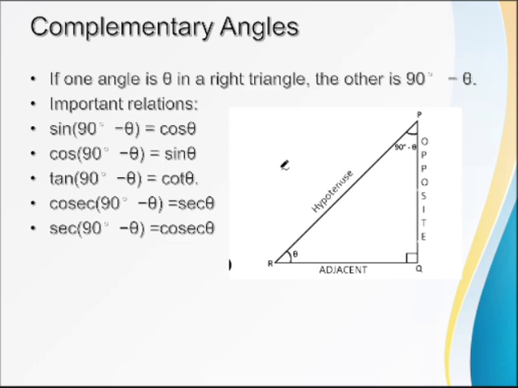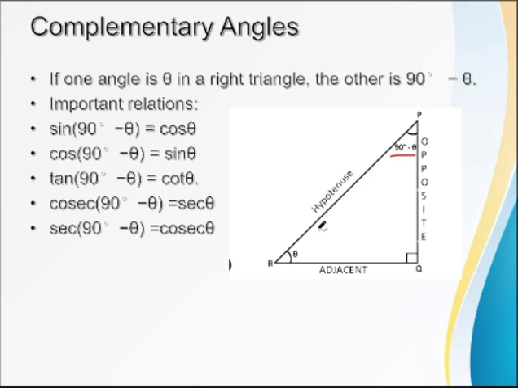Next, we have complementary angles. If we take a right angle triangle with angle theta, so sum of all angles of a triangle is 180 degree. So angle R plus angle P is equal to 90 degree, because angle Q is already 90 degree. So if angle R is theta, then angle P will be 90 degree minus theta.